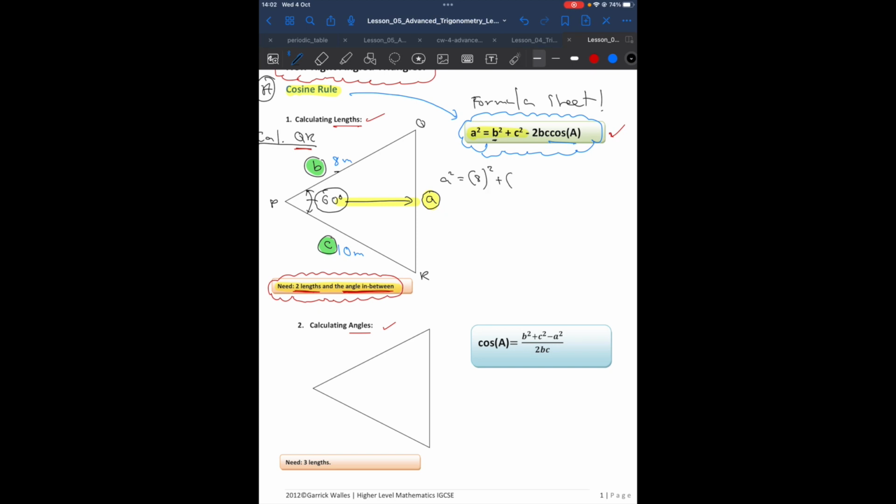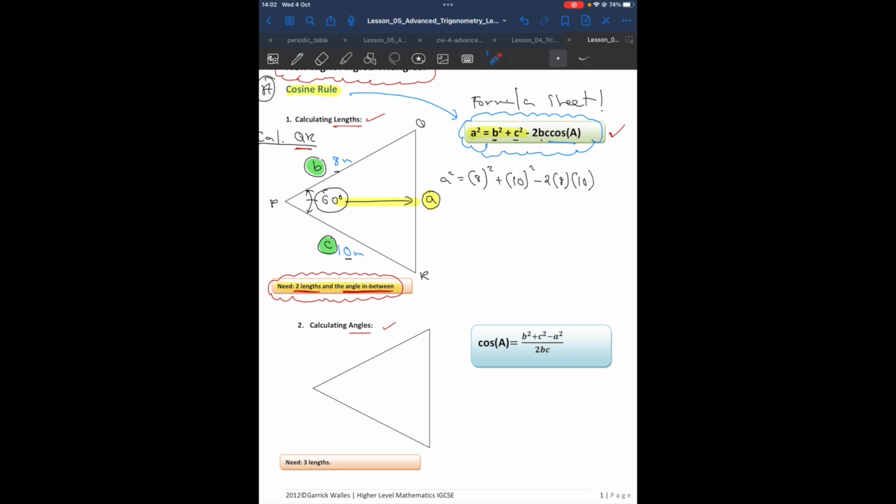Plus, we're then going to replace the c here with the 10 meters from the diagram, squared, minus 2. And then we got this b here in the formula. So the b here in this formula is basically the 8 meters again. So we're going to replace that b with 8 in a bracket. And then the c here in the formula is the length of 10 meters in the triangle. So we're going to replace that c with 10.